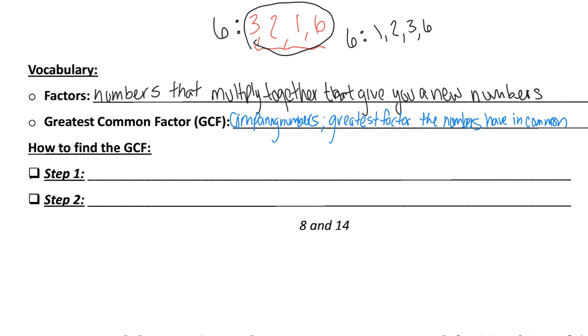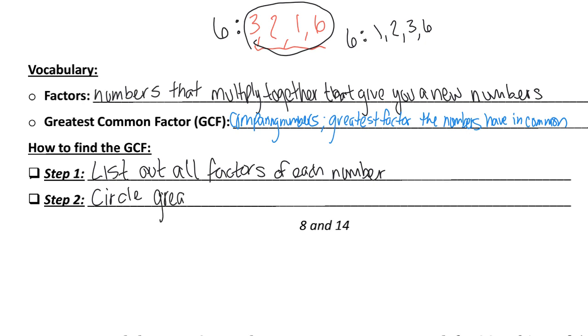So again, in order to find the GCF, our first step is to list out all of the factors of each number. And then once we list them all out, we can circle which one they have in common. But not just circle the one thing they have in common, but circle the greatest number. So we want to circle the greatest number they have in common.